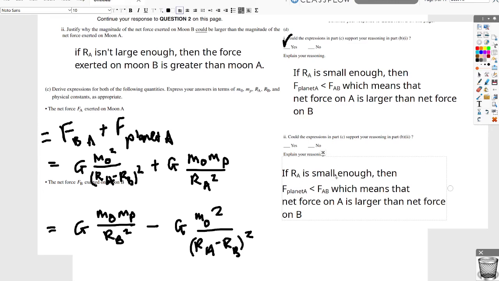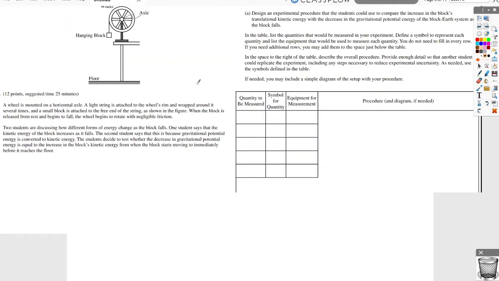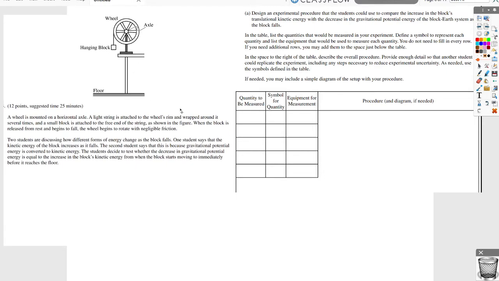Same thing, if RA is not small enough, then this sign reverses, so net force on B is larger than net force on A. I hope my reasoning is not flawed. Question 3 is a lab question. I don't like lab questions, but let's go.